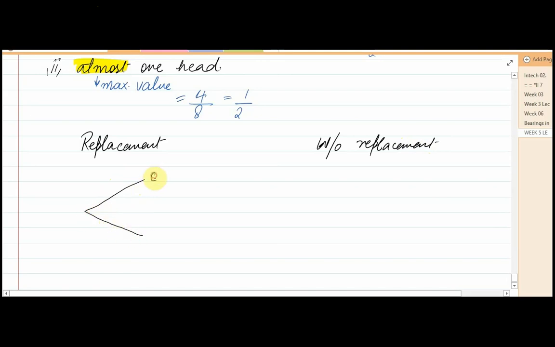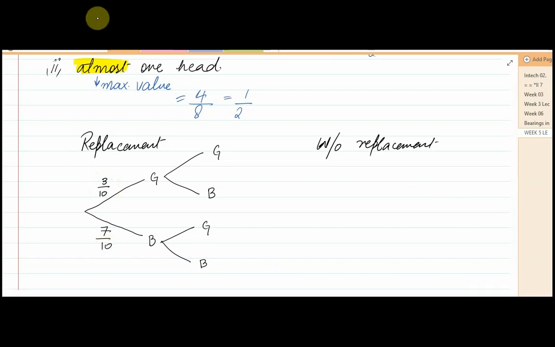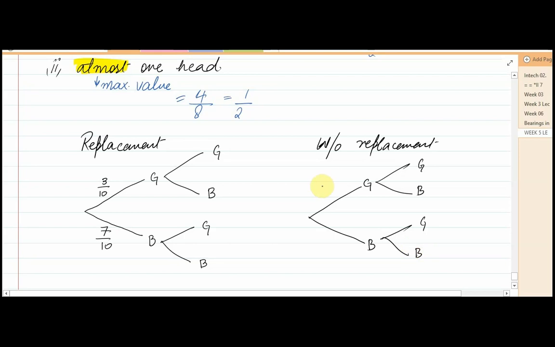I have some chocolates: green, blue, green, blue, green, blue. So the possibility of green is 3 divided by 10 and the possibility of blue is 7 upon 10. Please listen to it carefully. Trust me, it is one of the important concepts of the chapter probability. I am going to draw the same figure for without replacement. Green, blue, green, blue, green, blue, and I take the possibilities the same, 3 upon 10 and 7 upon 10.